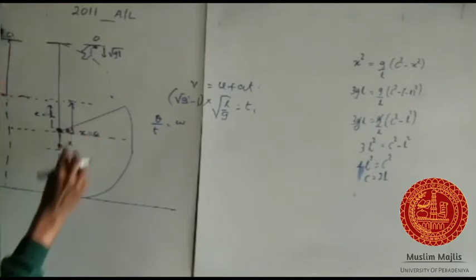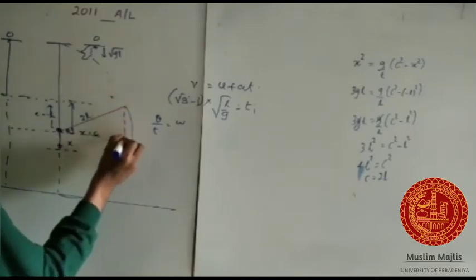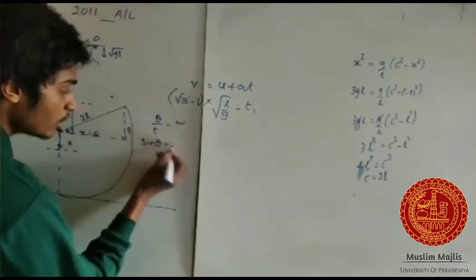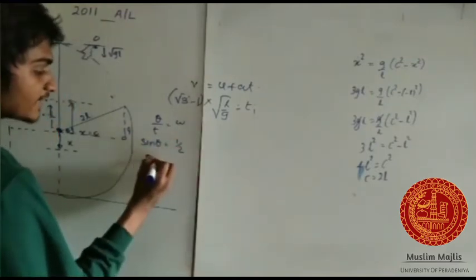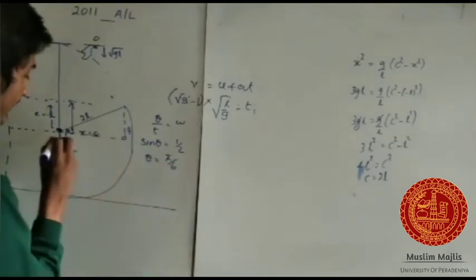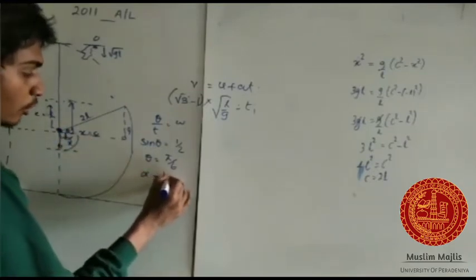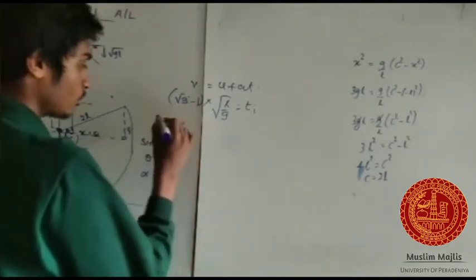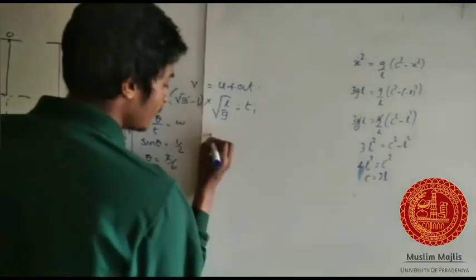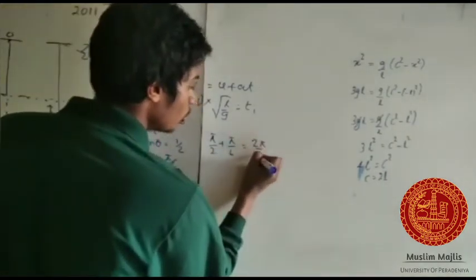If this was theta, now the radius is going to be 2L. If the radius is 2L, the perpendicular height is going to be L. Why is that? Because this is L. So sine theta is equal to half, then theta is equal to pi by 6. Now it is a 90-degree angle, so we will say this angle alpha is equal to pi by 2. So the total angle from here to here, theta plus alpha, is pi by 2 plus pi by 6, which altogether gives you 2 pi by 3.